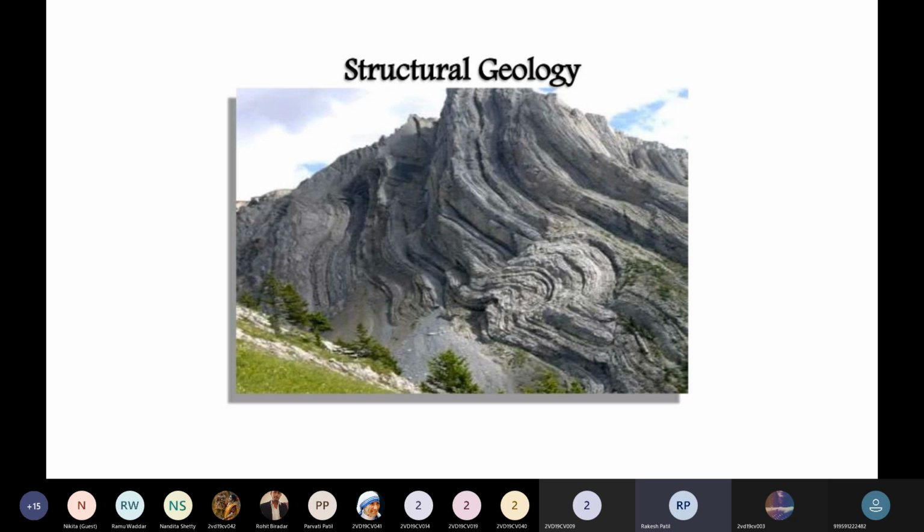How does this happen? Due to deformation of rocks. What do you mean by deformation of rocks? Deformation is nothing but a change in shape and volume of the rocks. How do these changes occur in the rocks? Due to different stress and strain. I think all of you know what stress and strain mean.